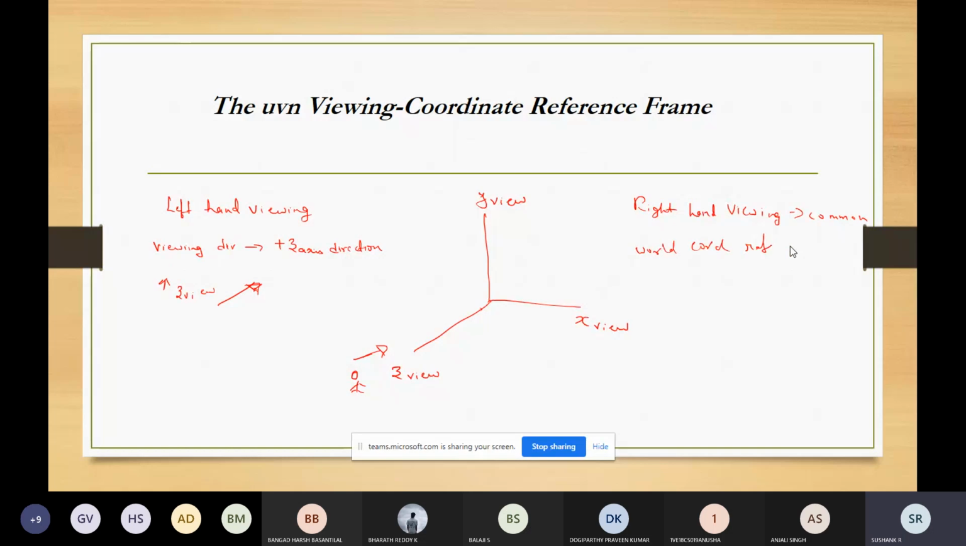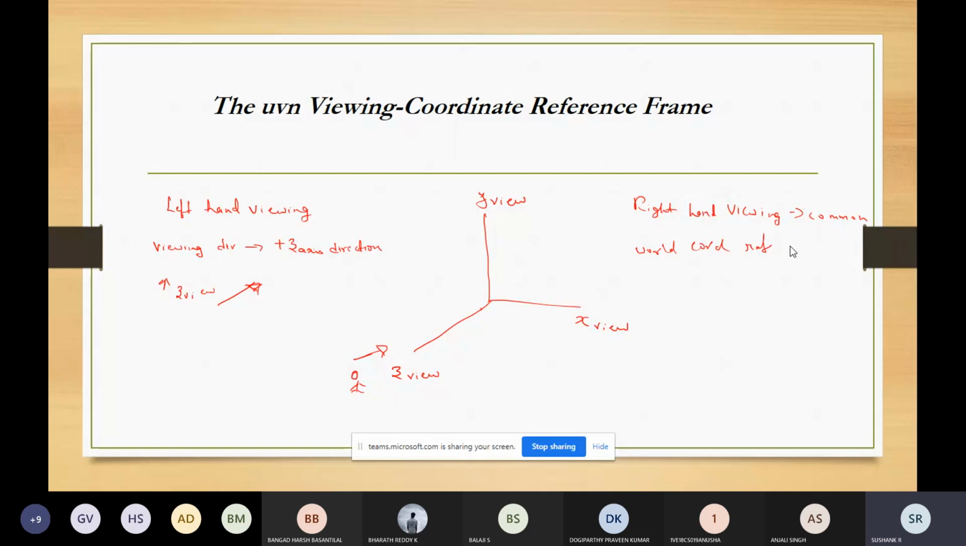So we studied that we have two kinds of viewing coordinate systems: the left-hand viewing coordinate system and the right-hand viewing coordinate system. In the left-hand coordinate system, the viewing direction is taken along the positive z-axis direction. So increasing the value of z view indicates that the object is moving far away from the line of sight along the z view direction. This is regarding the first viewing system, the left-hand viewing system.